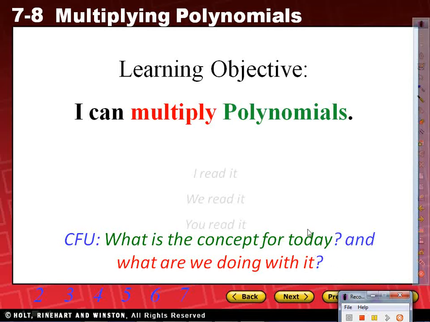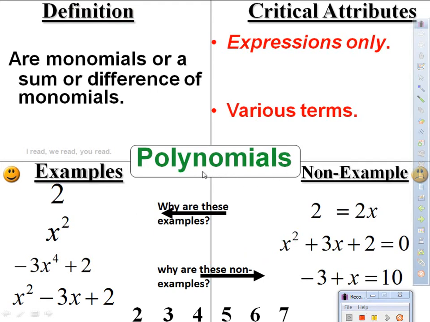Our objective, we're continuing on our lesson, I can multiply polynomials. Tell your neighbor the concept we're still on, please. And we already know what polynomials are. I gave you guys the definition. We're already experts at that.